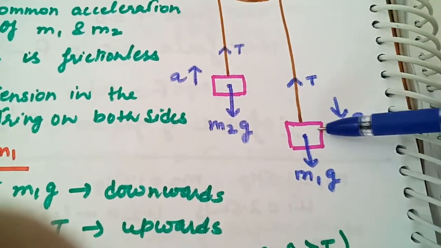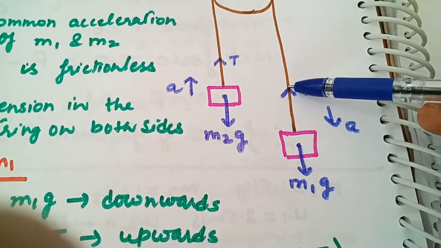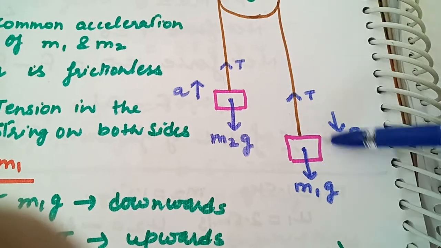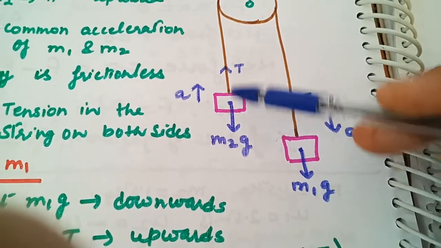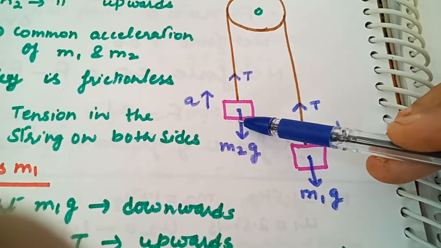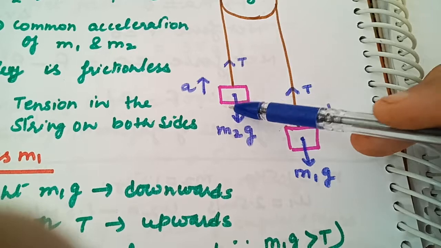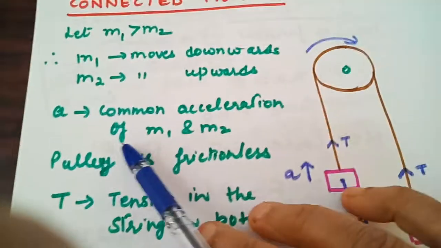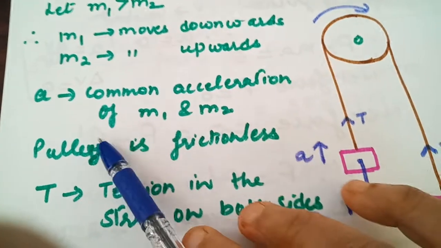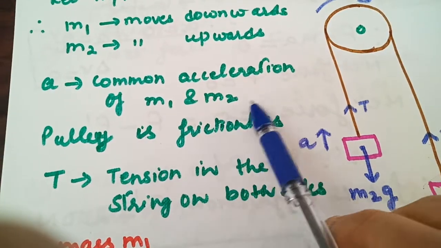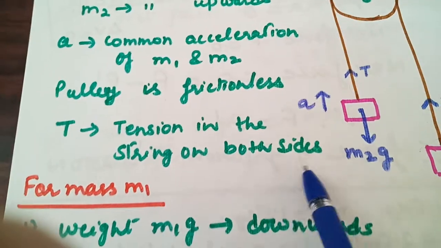Now in this condition, the acceleration is produced due to the net force of these two forces acting on this body, and here also the acceleration is produced due to the net force of these two forces acting on this body. So we are going to find the expression of the net force on each body. Now see, we have considered m1 moves downward, m2 moves upward. a is the common acceleration of m1 and m2. The pulley is frictionless, and T is the tension in the string on both sides.